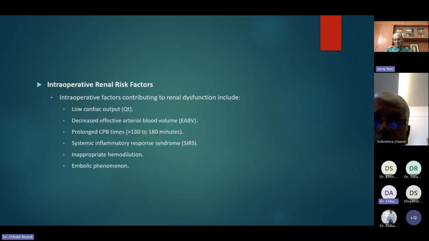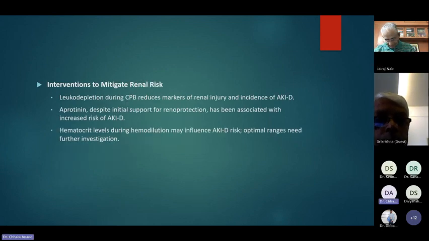Intraoperative renal risk factors. Intraoperative factors contributing to renal dysfunction include low cardiac output, decreased effective arterial blood volume, prolonged CPB times, that is more than 130 to 180 minutes, systemic inflammatory response syndrome, inappropriate hemodilution, and embolic phenomena. Interventions to mitigate renal risk. Leukodepletion during CPB reduces markers of renal injury and incidence of AKI requiring dialysis.